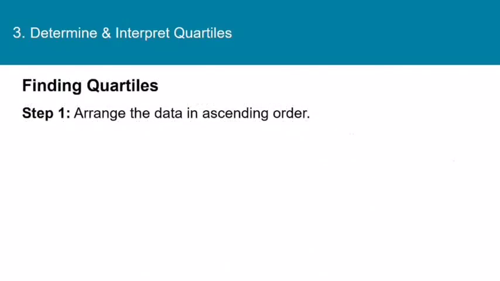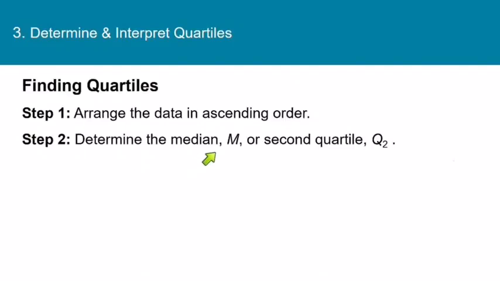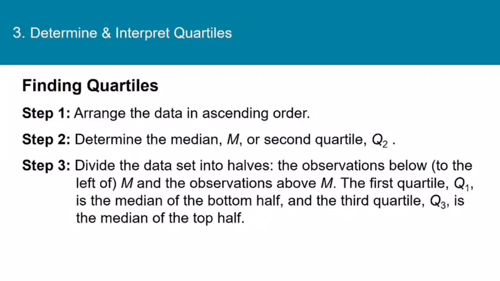Now let me show you how to find the quartiles. It's very closely related to the method we used for finding medians. To find the quartiles, we arrange the data in ascending order, and then we determine the median or second quartile, known as Q2, and that's going to divide the data set into halves, the observations below the median and the observations above the median. The first quartile is the median of the bottom half, and the third quartile will be the median of the top half.